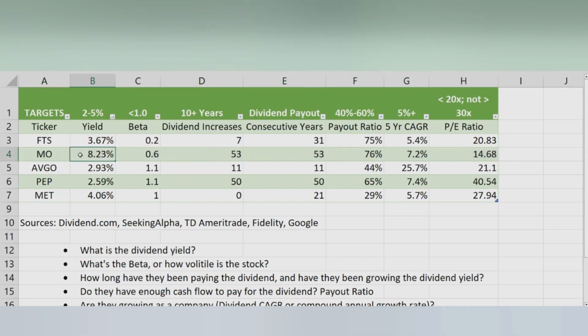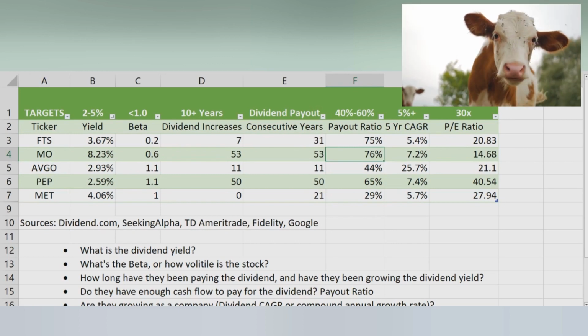Well, as you can see, Mo has a very high yield at 8.23. But the beta is actually pretty low, which means the stock price doesn't move up or down very much. They have an incredible track record of increasing the dividends and also paying out the dividends for 53 years. But the payout ratio is actually pretty high. And the reason for that is this is a maintain to declining industry in terms of the base tobacco business. So the business is being run pretty tight operationally and is essentially in what's called a cash cow quadrant.